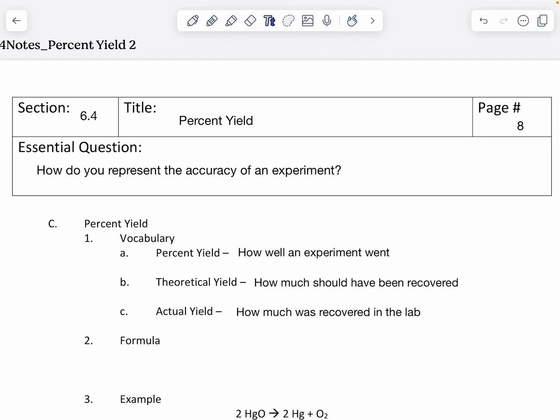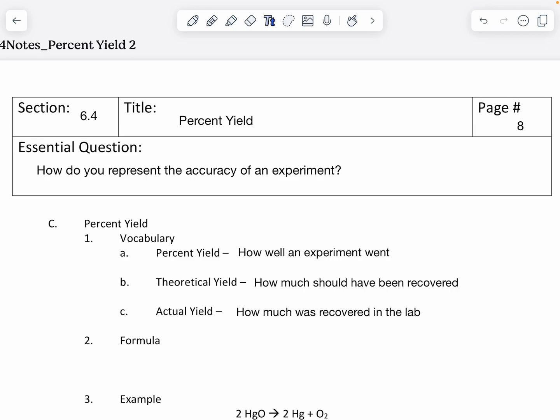This is percent yield. Please fill in the header. We've got 6.4 percent yield. This is page number 8, or whatever page you might have. The essential question is, how do you represent the accuracy of an experiment? We're going to start off by defining a couple of words, and then we'll jump right into it. You'll need a calculator and a periodic table for this, so have those close by so you don't have to go digging for them later. All right, let's jump right in.